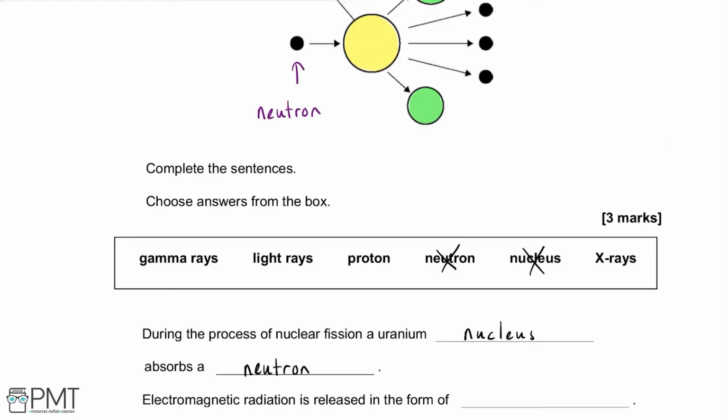And finally, electromagnetic radiation is released in the form of something. This isn't really something that you can work out, you just need to know it. But the electromagnetic radiation is released in the form of gamma rays.